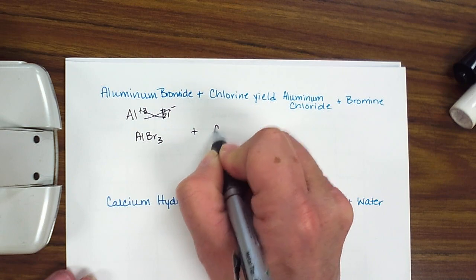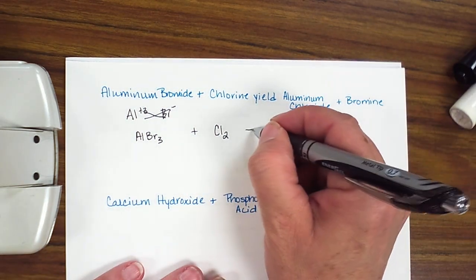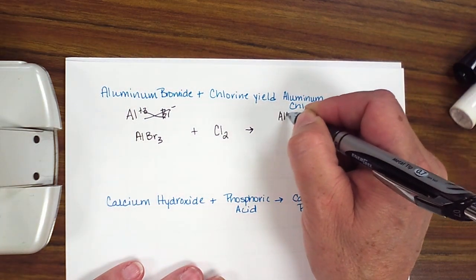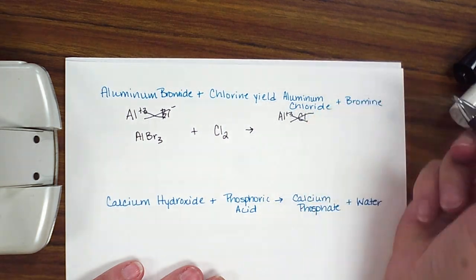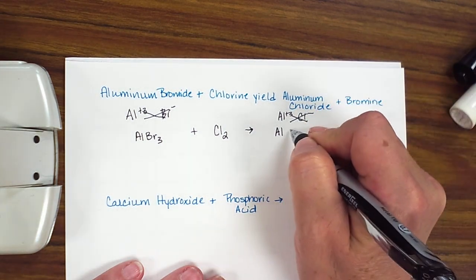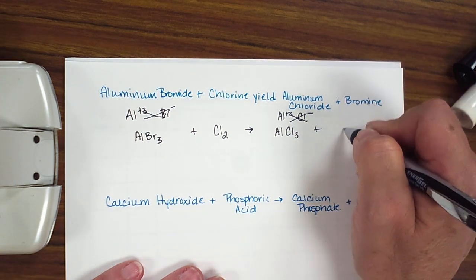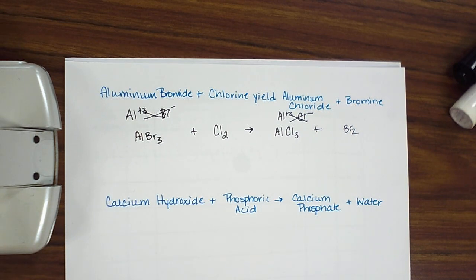plus chlorine, which is diatomic. I know this because it's on my list. Yields aluminum chloride, Al plus 3, and chlorine, which is Cl minus 1. And I get aluminum chloride, plus bromine, which is diatomic. So there we go. Now I'm going to balance this.